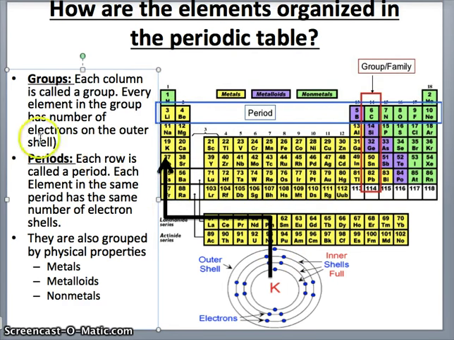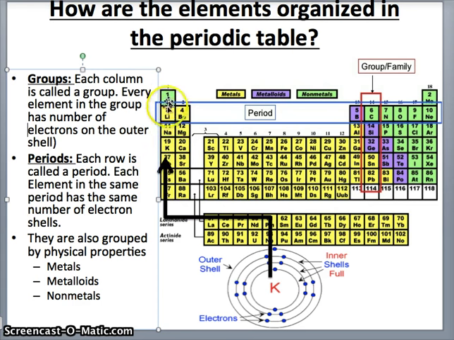A period is a row. Each element in the row has the same number of electron shells. What we mean by that is you can see the same number of concentric circles around the nucleus. So you can see here, this is K.